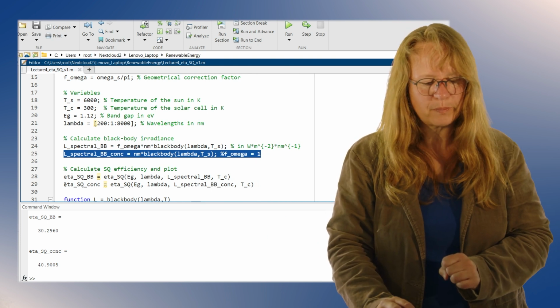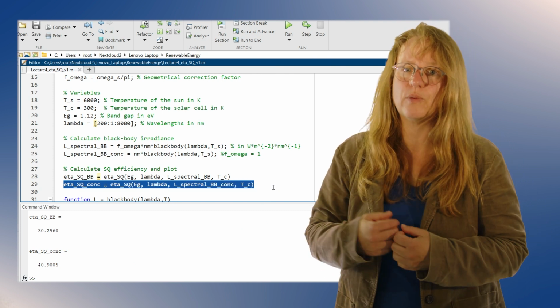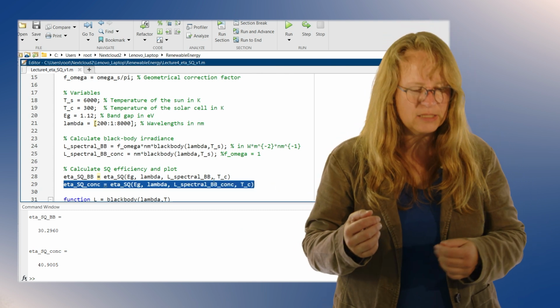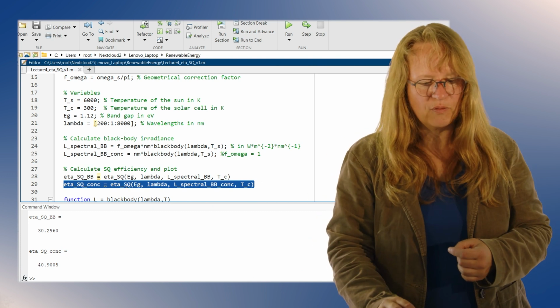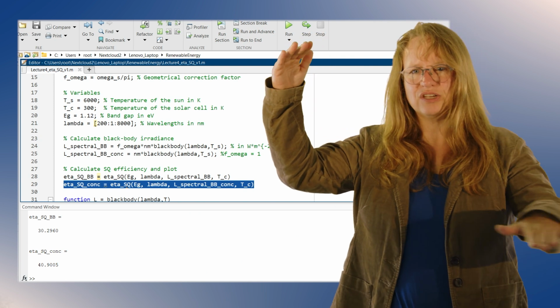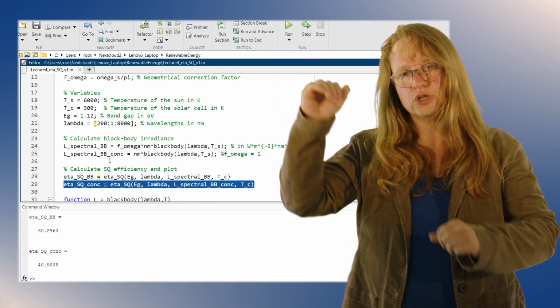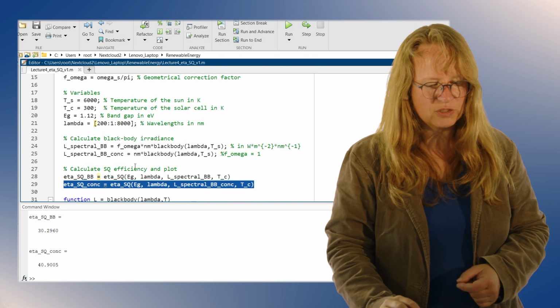And here I obtain that if f is equal to 1, then Shockley and Queisser predict 40.9% efficiency. If f is the regular value that we have for our sun irradiating onto our planar solar cell, then we get a maximum efficiency of 30.3%.